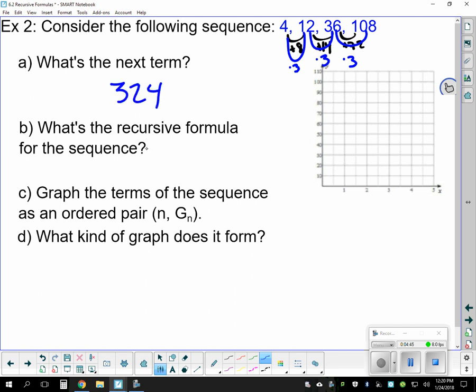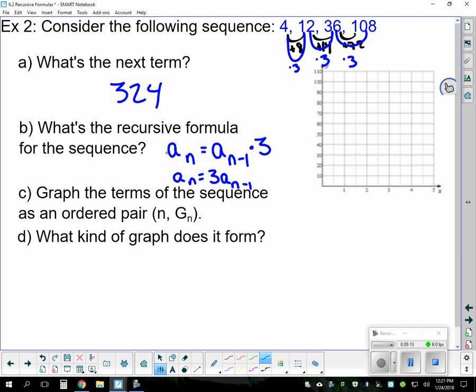Okay, what's the recursive formula for the sequence? So you're always going to start with a sub n equals the term before it, a sub n minus 1, and then what are you doing to find each one? Well, here we're multiplying by 3. You could also flip the order on that. You could say it's 3 times a sub n minus 1. But those are the exact same thing. It doesn't matter which order you do it. I kind of like this one because it's easy to think, okay, I always have to start with the term before it, and then what do I do?